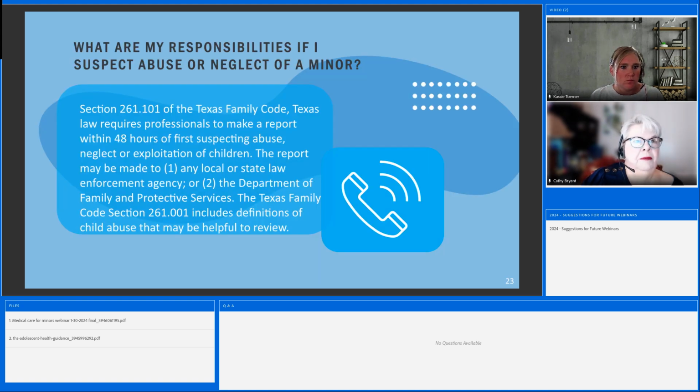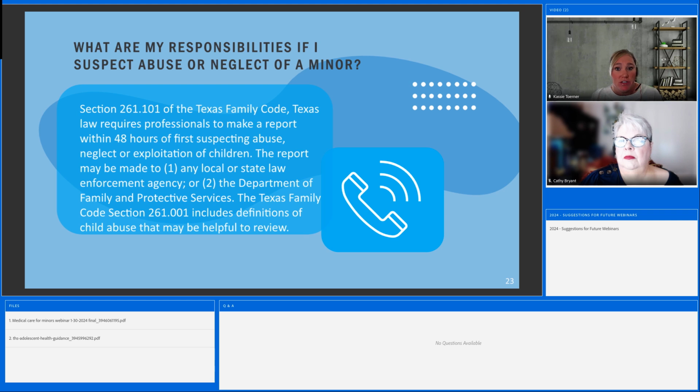So, what are my responsibilities if I suspect abuse or neglect of a minor? For a minor, the Texas Family Code and Texas law requires professionals to make a report within 48 hours of first suspecting abuse or neglect or exploitation of children.